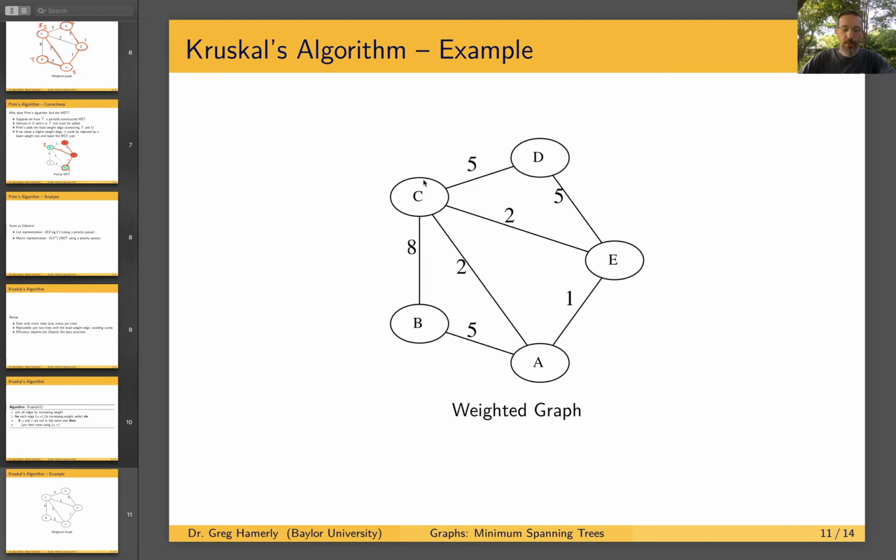With Kruskal's algorithm, again, we'll start with sorting all of the edges. So the least weight edge is 1, and so we would begin there. And we ask the question, are A and E part of the same tree? Well, initially, A, B, C, D, E are all separate trees, so they're not the same tree. So we would add this edge to join together A and E.